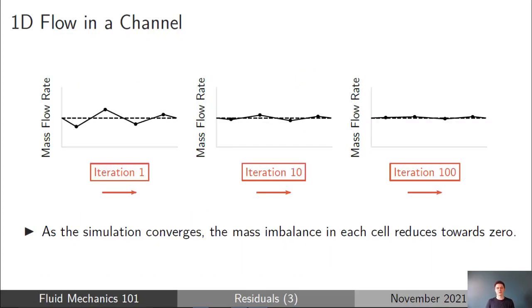Now, as the simulation converges, of course, we expect this mass imbalance to reduce over time and tend towards zero. And if you were to plot this for this particular example case we're looking at with a mesh with 4 cells, then you'd find that maybe in iteration 1, the mass flow rate through each of the faces of that mesh would look something like the figure on the left. And then, of course, as the simulation converges, those mass fluxes will tend towards a constant value, because for our particular case we've got a constant mass flow rate through the domain, and so all of those values will tend towards that flat horizontal line of constant mass flux through the domain.